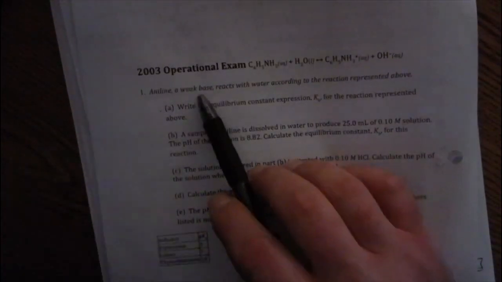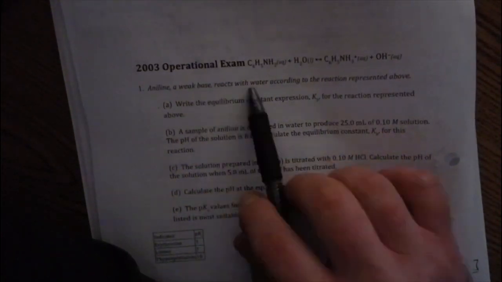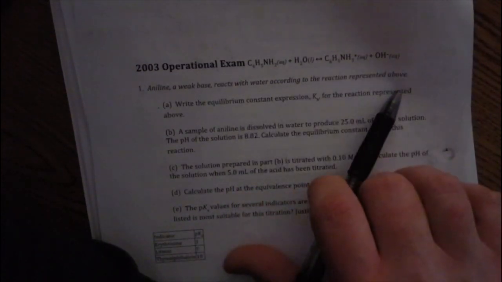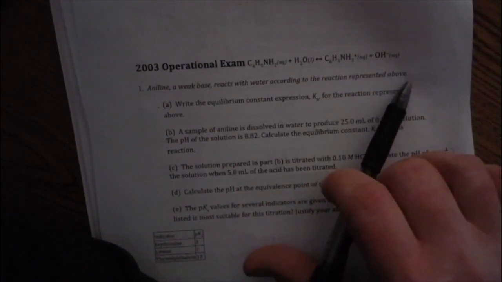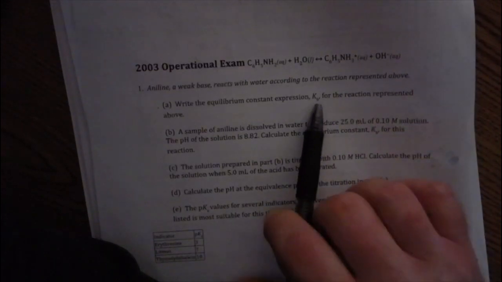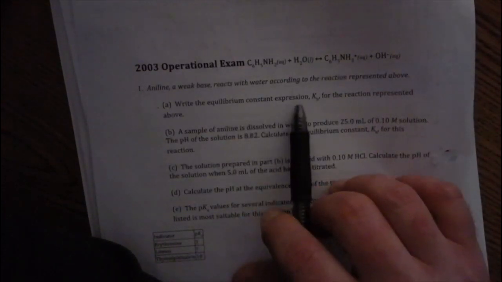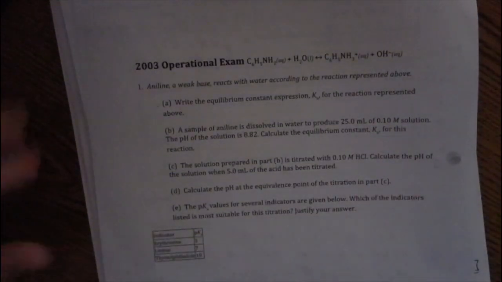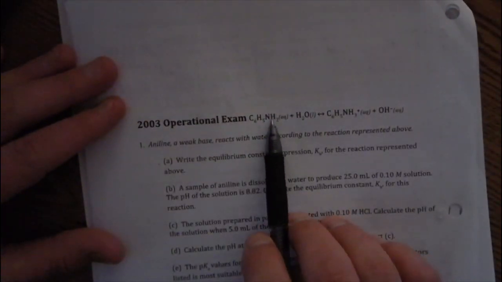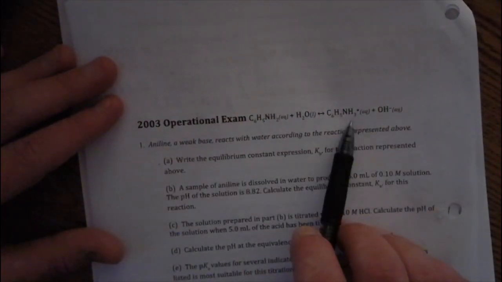All right. This one is more difficult because we have a weak base reacting with water according to this reaction. So instead of dealing with Ka, we're dealing with Kb, right? It says write the equilibrium constant expression Kb for the reaction represented above. Just to take a second, what's happening to this as it goes to here?